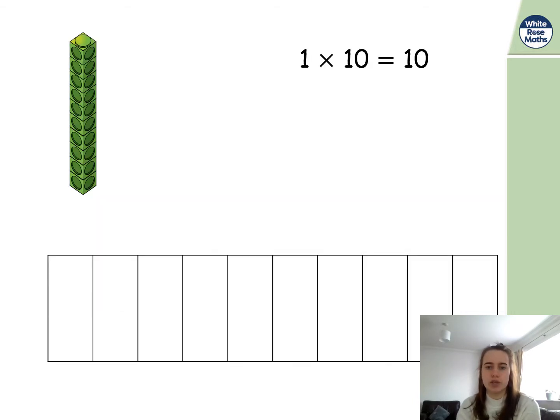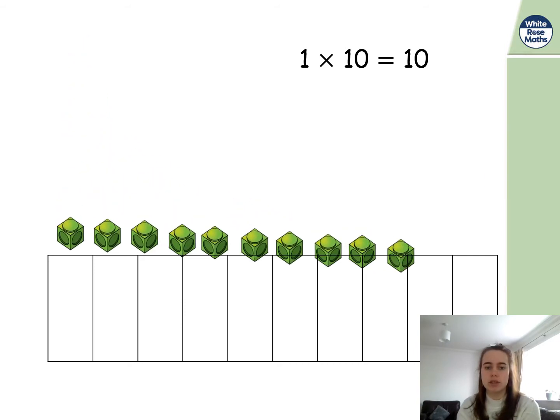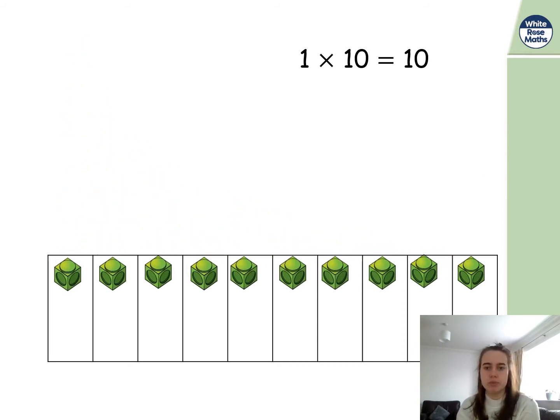This time we're working with cubes. So we've got 1 times 10 equals 10. And sharing them out into 10 groups. This time 10 divided by 10 equals 1. So we had 1 times 10, we have them all together. And now we have shared out 10 into 10 groups.